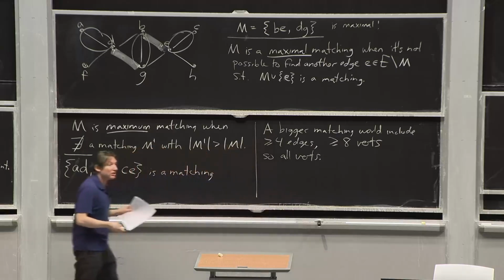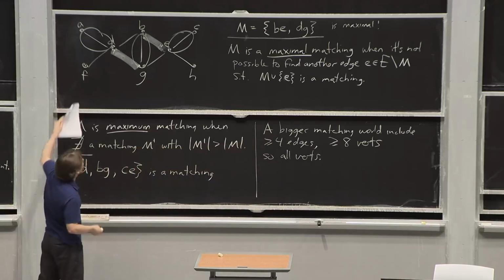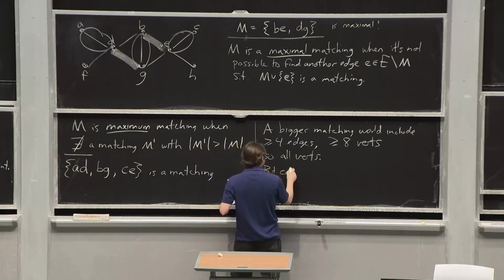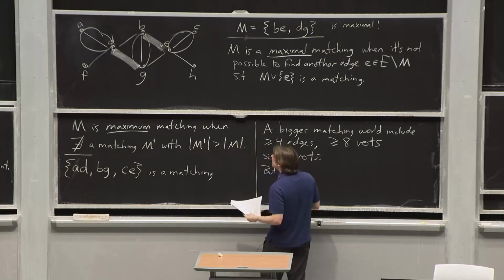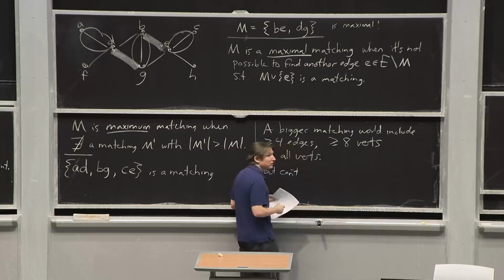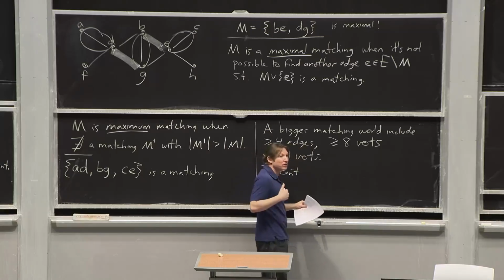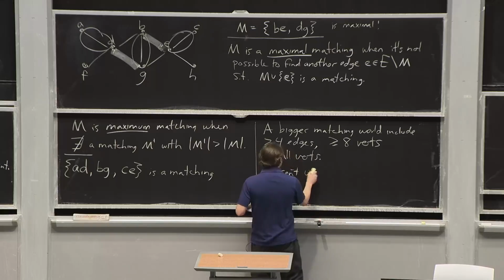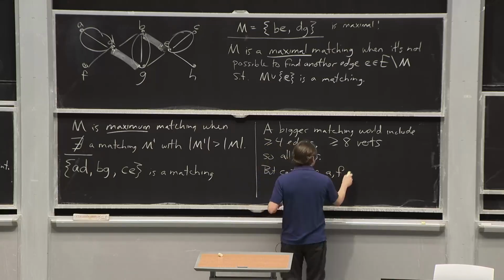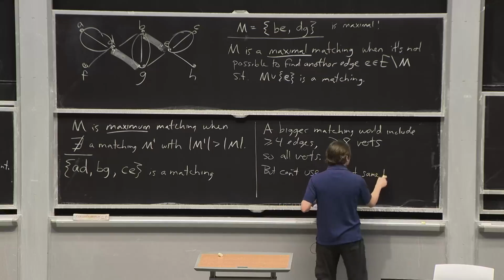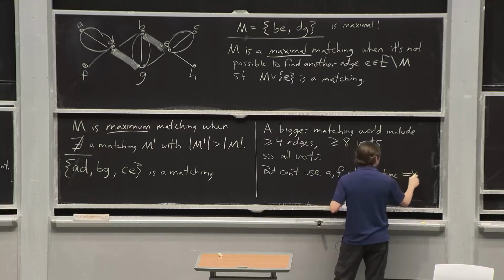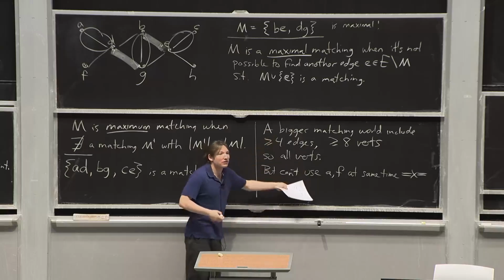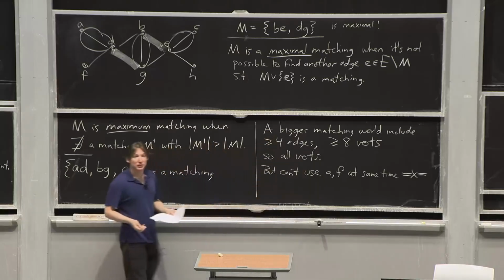Any matching that includes all the vertices, in particular, includes A and F. And we can't use A and F because they would both have edges to D. There's only one way to use A, there's only one way to use F, and they both use vertex D in the middle, and we can't do that. Can't use A and F at the same time. And this is our contradiction. So if there's a bigger matching, bad stuff happens, so there doesn't exist a bigger matching.